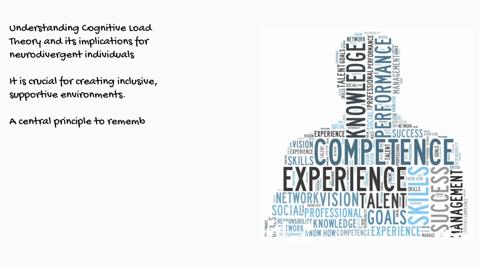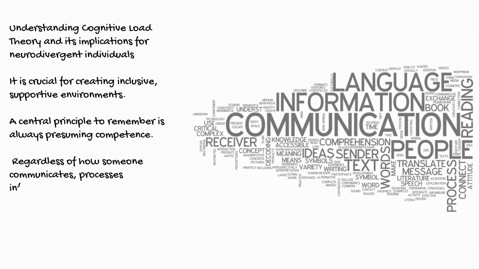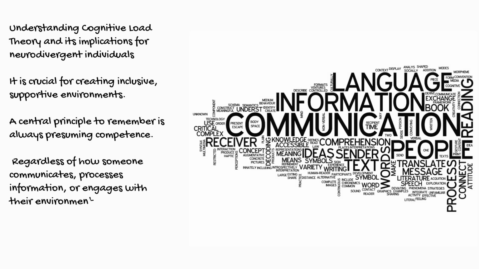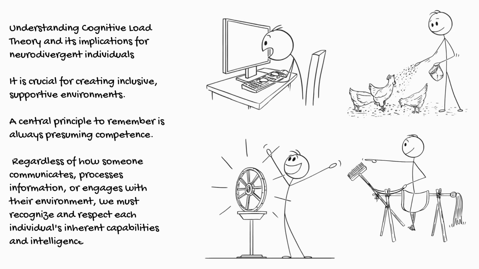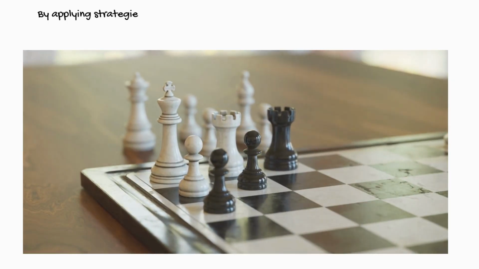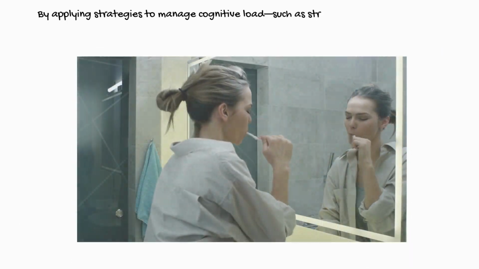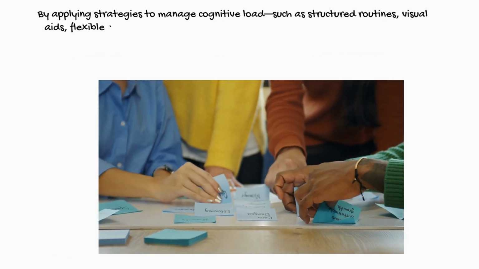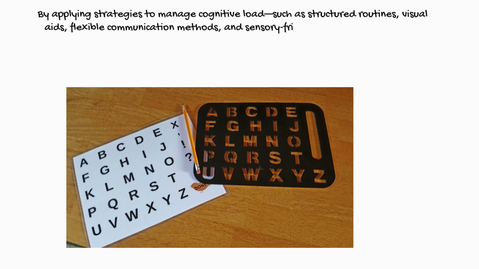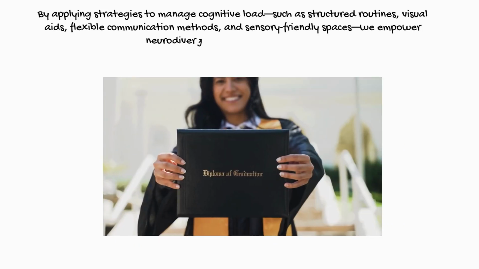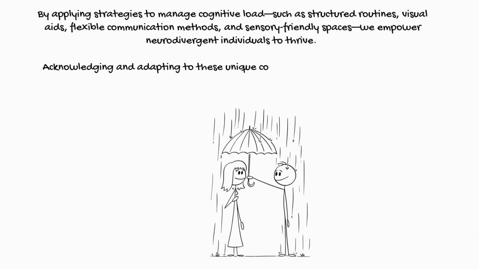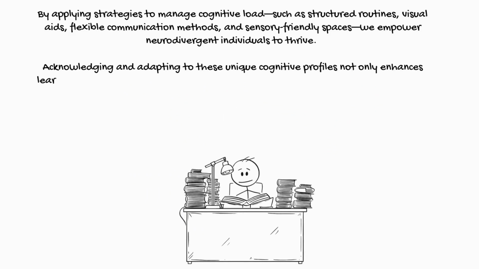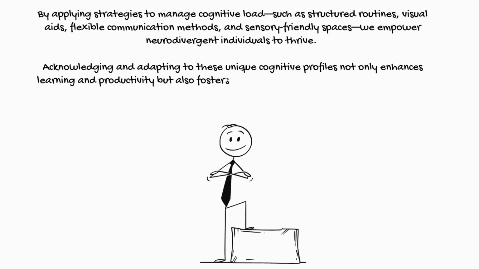A central principle to remember is always presuming competence. Regardless of how someone communicates, processes information, or engages with their environment, we must recognize and respect each individual's inherent capabilities and intelligence. By applying strategies to manage cognitive load, such as structured routines, visual aids, flexible communication methods, and sensory-friendly spaces, we empower neurodivergent individuals to thrive. Acknowledging and adapting to these unique cognitive profiles not only enhances learning and productivity, but also fosters confidence, independence, and meaningful contributions to society.